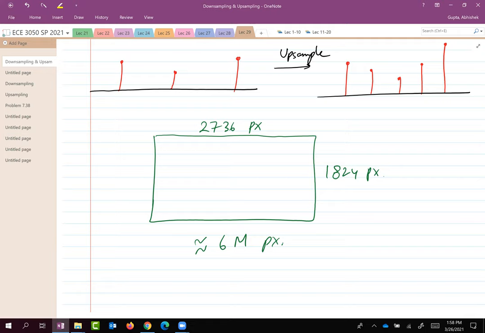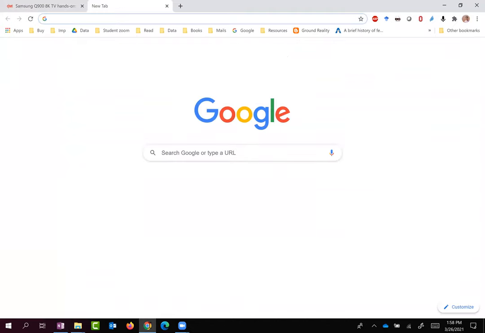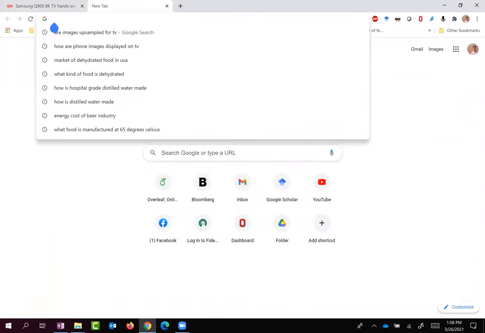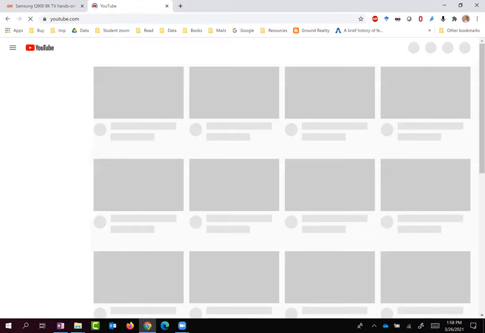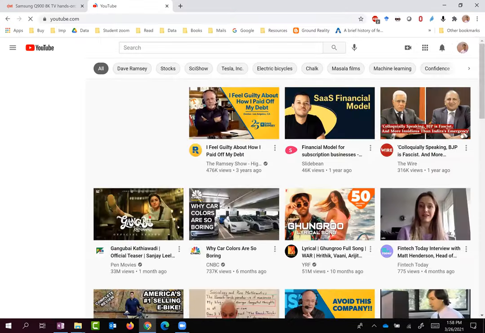And if I have to, let's say you have a bad internet connection, transmitting the values of 6 million pixels is very, very complicated. Like it's going to take a lot of bandwidth and you will have extremely bad video quality. So if I go to YouTube, well, it's right here. And I go to my lecture.